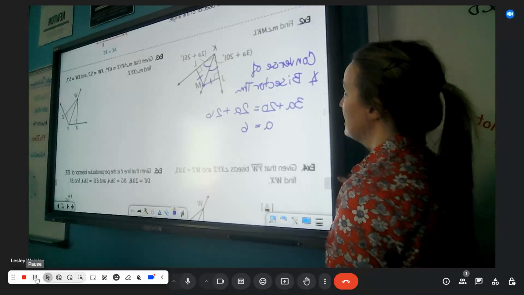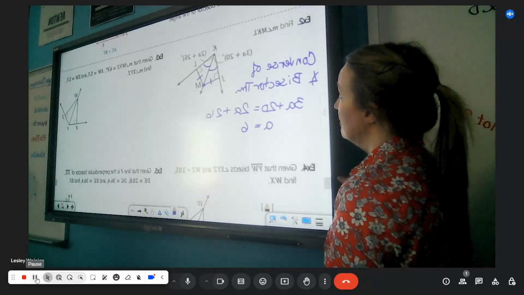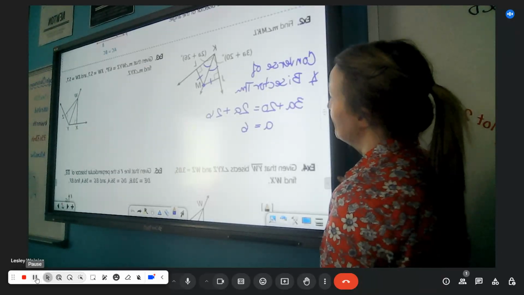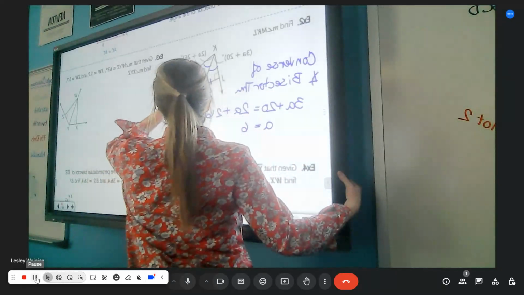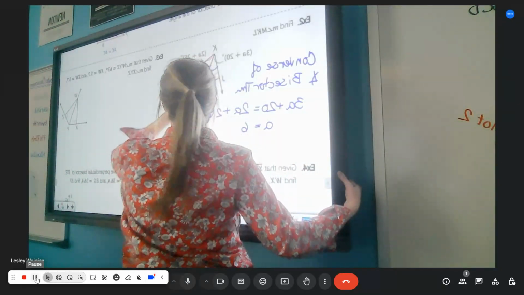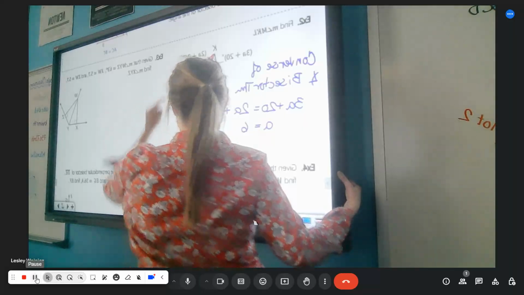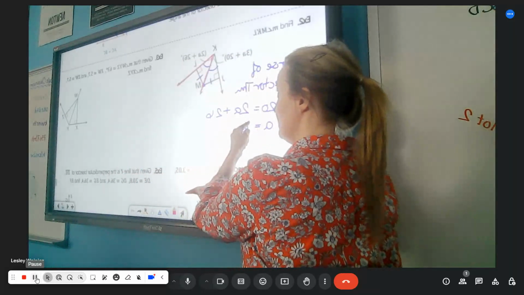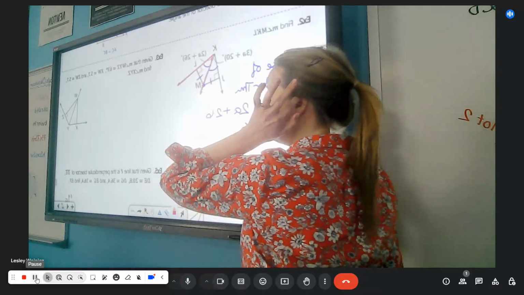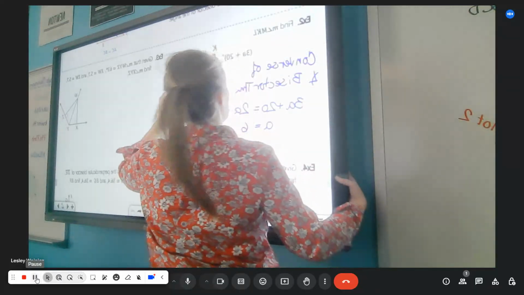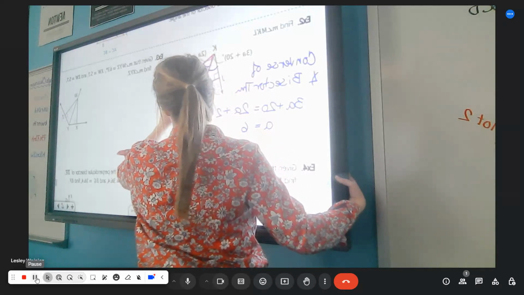Okay, I'm not done. I still have to find the measure of angle MKL. Oops, I missed. Okay, so I'm just going to take that 6 and substitute it in. 2 times 6 is 12, plus 26. Thank you.